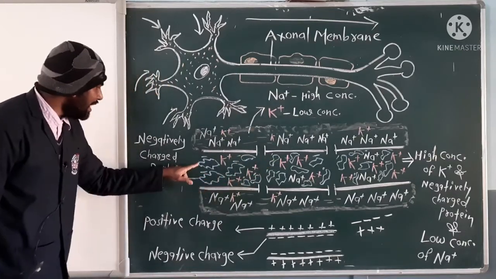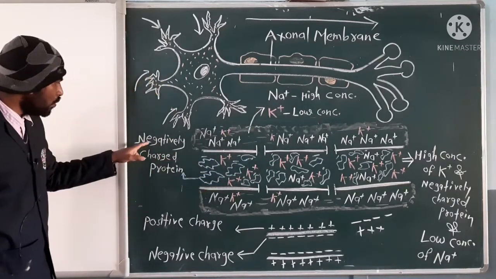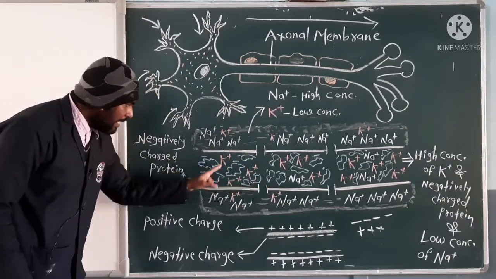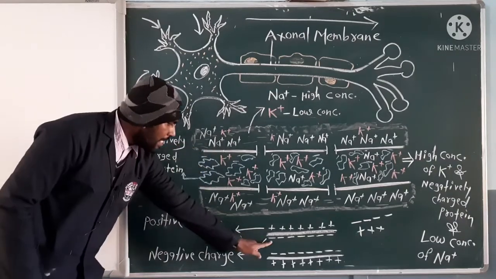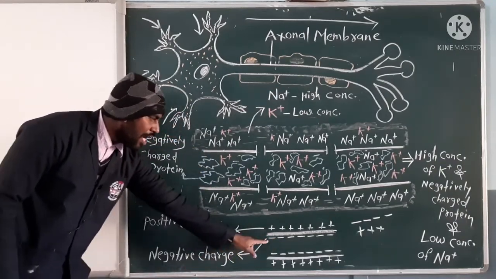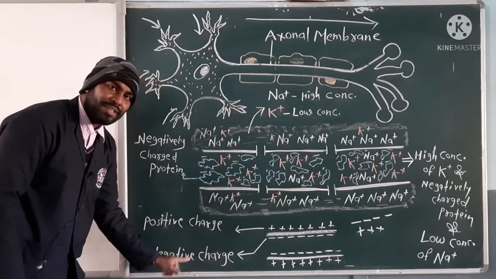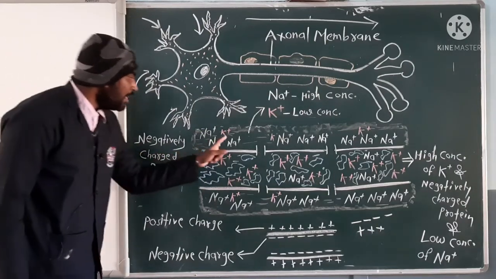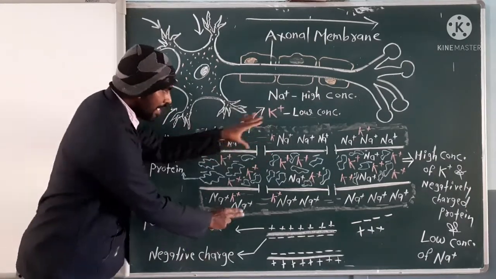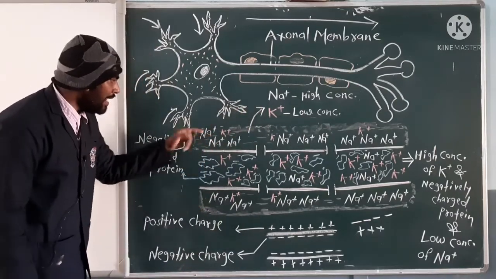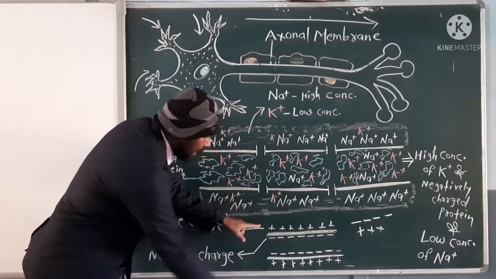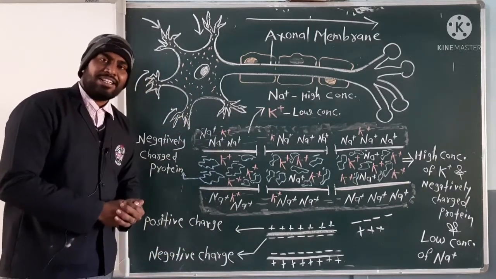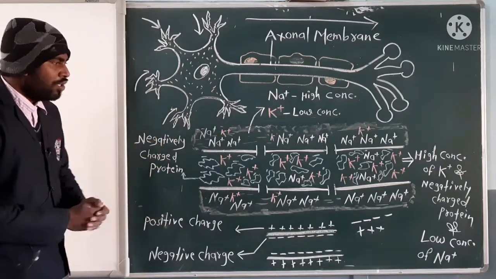Inside the axon there is a higher amount of negatively charged protein, and that is why this inner membrane portion represents a negative electric charge area. Whereas at the outer side, you can see positive ions are present in abundance. So outside the axonal membrane, as I have drawn here, a positive electric charge can be seen. This concept first of all we have to note down.